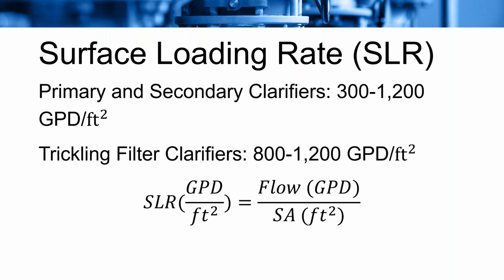So you can see that the efficiencies for primary and secondary clarifiers are typically between 300 and 1,200 gallons per day per square foot. And then trickling filter is a little bit higher, well, the minimum's higher, and that's because it needs to be able to handle sloughing or more solids. And it's just typically not going to be seen as low as the other types of clarifiers.